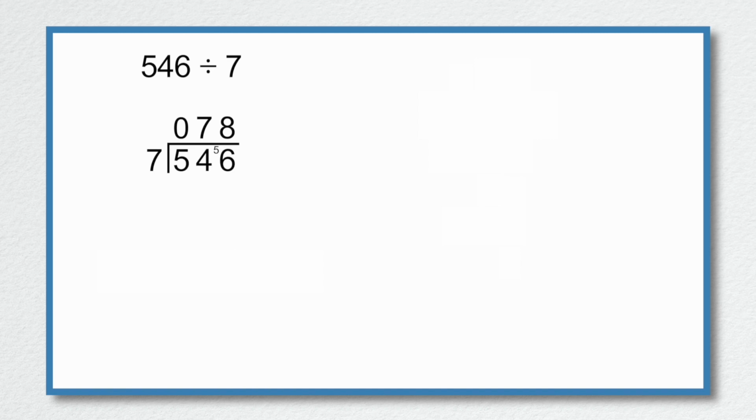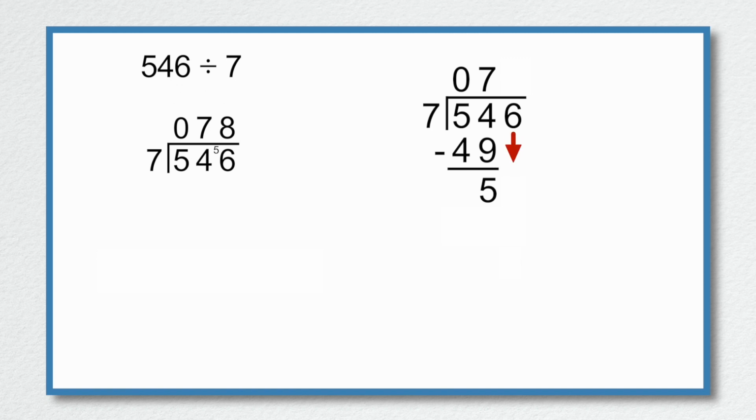546 divided by 7. We begin with 5 divided by 7. Well, 5 is less than 7, so I'm going to put a 0 above the 5, and we're going to do 54 divided by 7. Well, 7 into 54 is 7, because 7 sevens are 49. And if we take 49 away from 54, we get a remainder of 5. We now bring the 6 down.